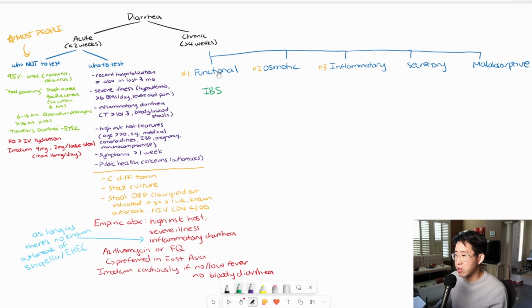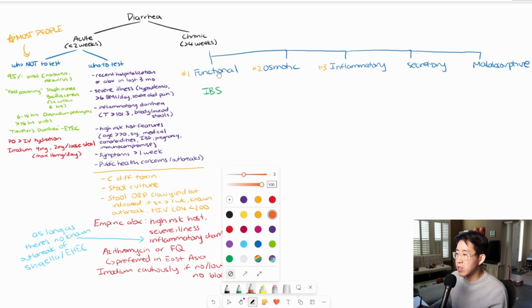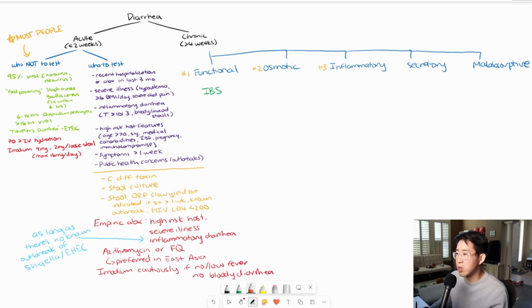So for functional diarrhea, the primary diagnosis that we're going to be looking at here is IBS, or irritable bowel syndrome. And remember that the way we diagnose irritable bowel syndrome is with the Rome criteria, and that's going to be described as abdominal pain at least once a week. And then two out of the three following criteria: pain relieved with defecation, change in stool frequency, or change in stool consistency.